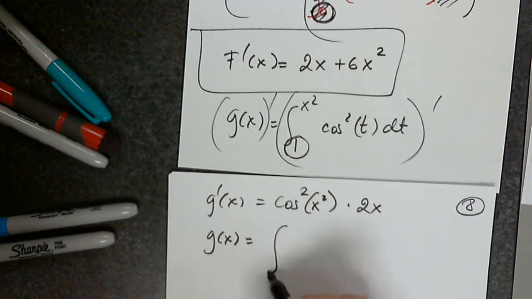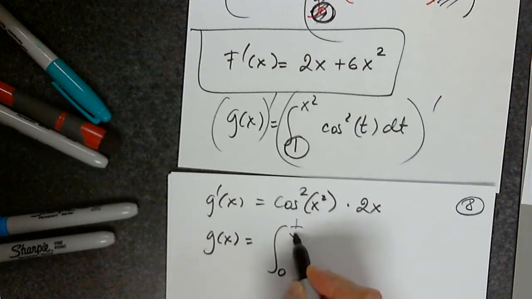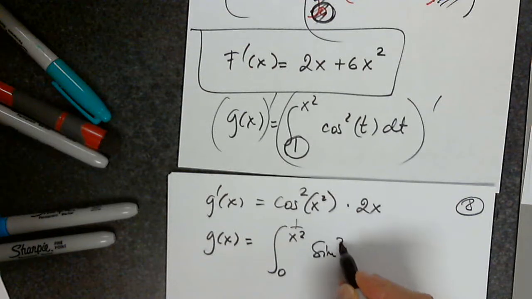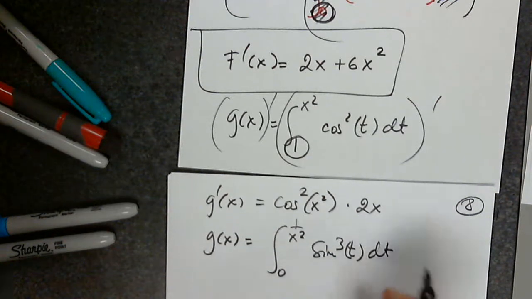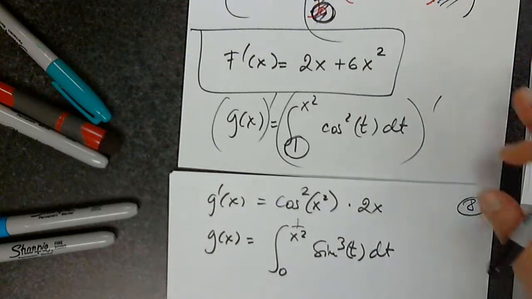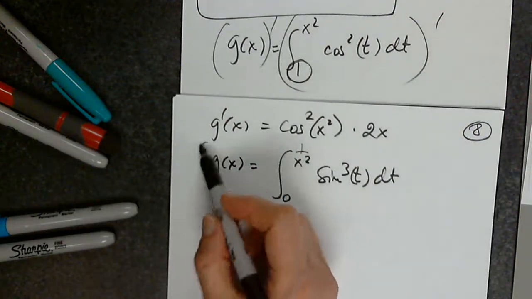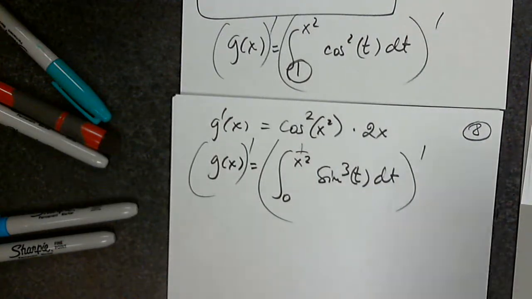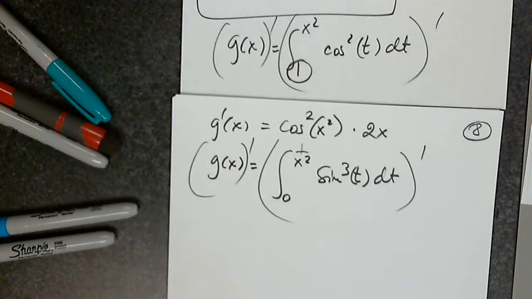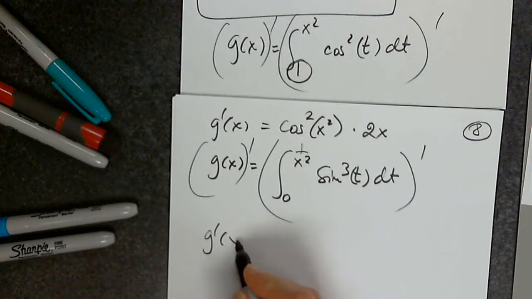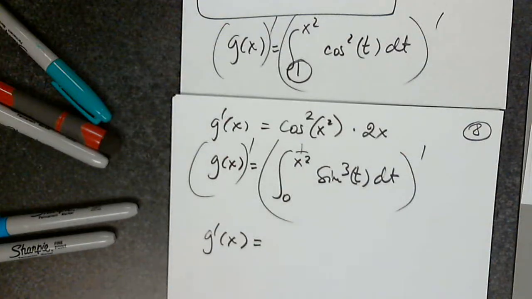G of x, from 0 to 1 over x squared, of sine cubed of t dt. We're asked to differentiate. The left-hand side is g prime. Now carefully give me the right-hand side.